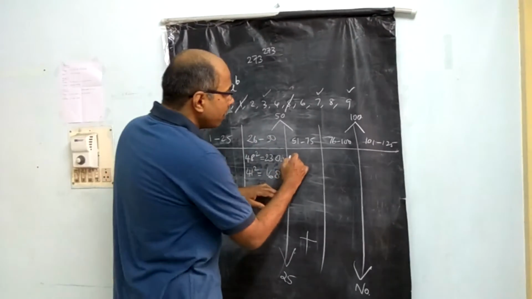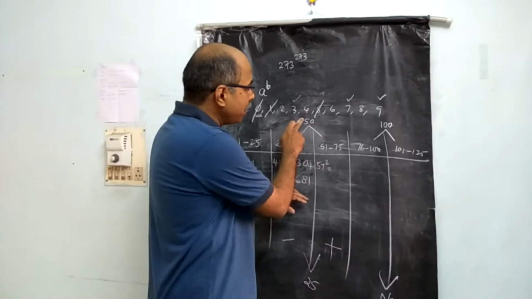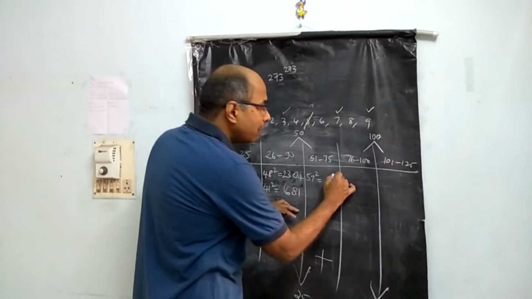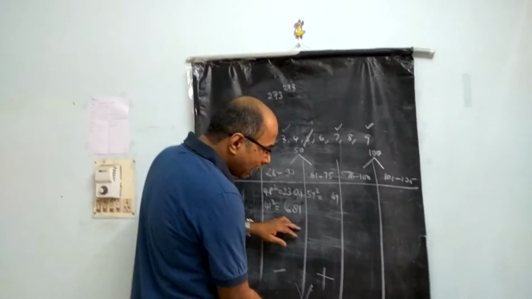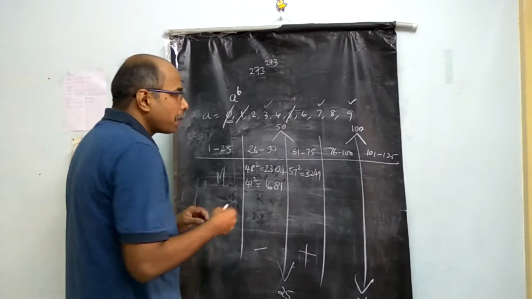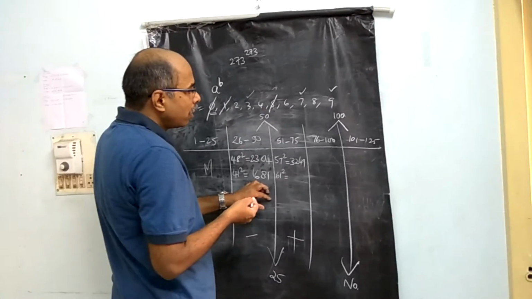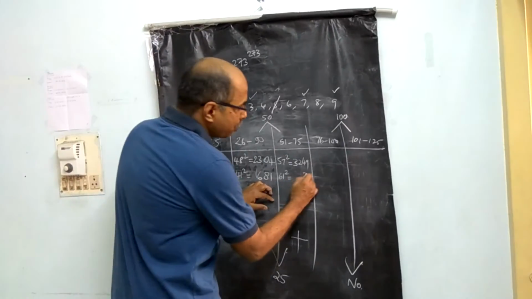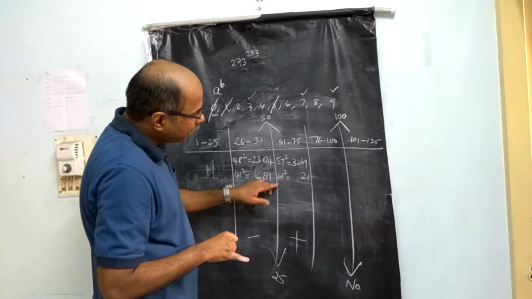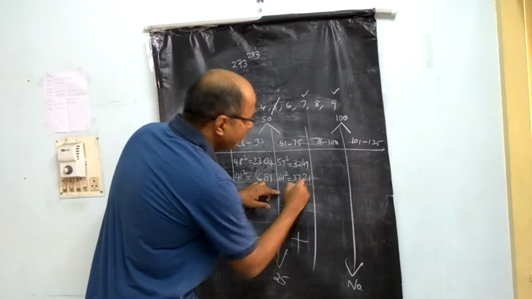Now, listen carefully. 57 squared. The difference between 50 and 57 is 7. 7 squared will be 49. And 7 is to be added with 25, we get 32. So, 57 squared is 3249. Now, 61 squared. The difference is 11. 11 squared is 121, write 21, carry 1. And this 11 is to be added with 25, that is 36. Plus 1 will be 37.